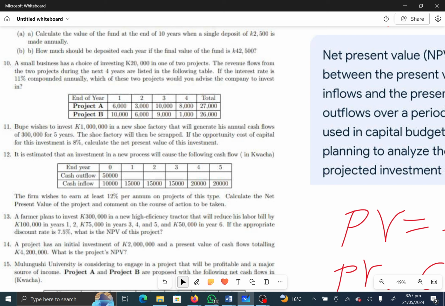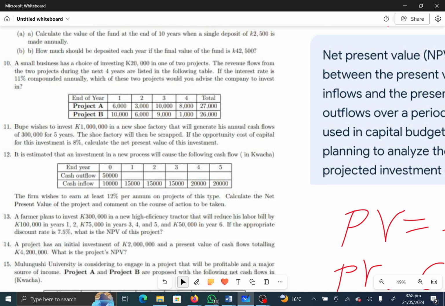We have project A, which in year 1 gave these cash flows: 6,000, 3,000, 10,000, and 8,000 in year 4. Then we have project B. In year 1, it gave out 10,000. Then in year 2, 3,000. Then in year 3, 9,000. Then in year 4, 1,000.